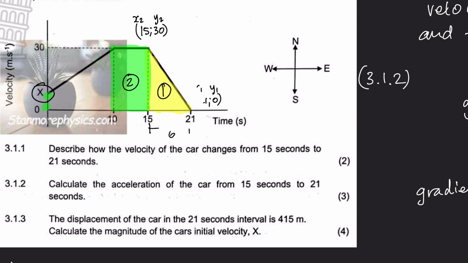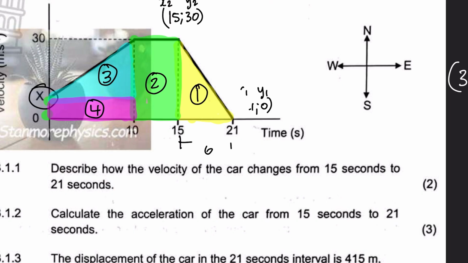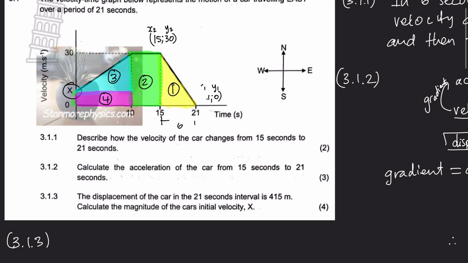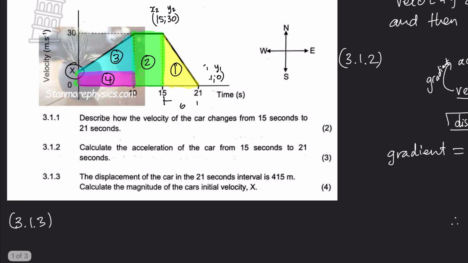And then the next one, we can break up into 2 further shapes. So let's go here. Let's call that 3. And then the last one, let's go with a different color here. Let's call that 4. So the area of all these 4 shapes is 415. Okay, so let's work it out. The area of 1, I'm going to write it as A1. Area of 1 plus area of 2 plus area of 3 plus area of 4, that's equal to 415.